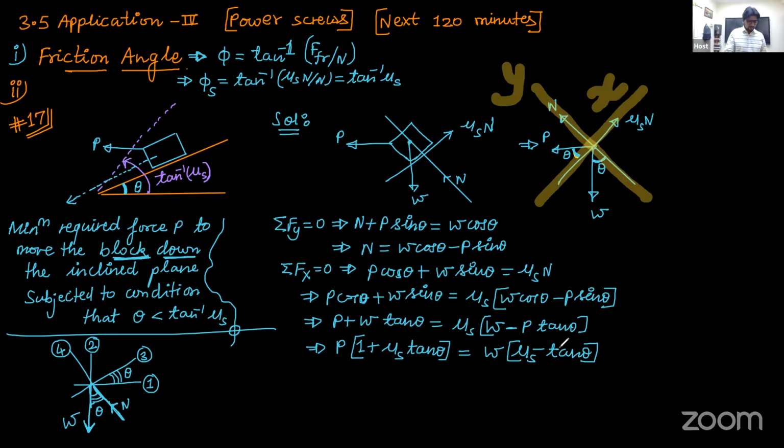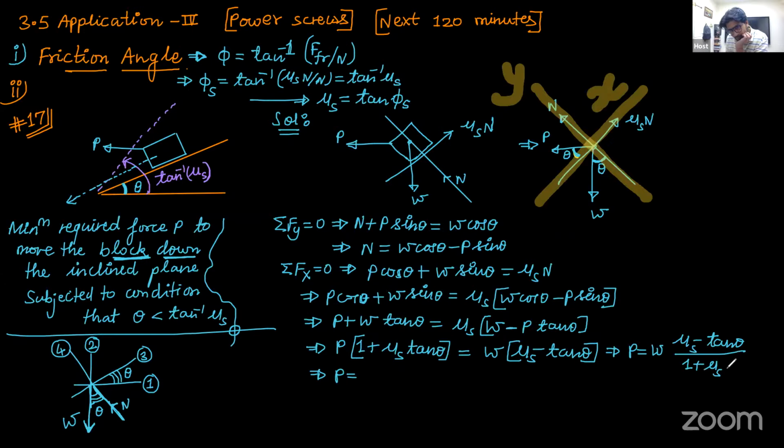Once again, let us use the concept of friction angle, that mu s can be replaced by tan phi s. Angle of repose: today only, in this session only, we studied angle of repose. So I'm going to get P is equal to W outside, and mu s minus tan theta upon 1 plus mu s tan theta. Now, mu s can be replaced by tan phi s. So let us replace mu s by tan phi s, and then tan phi s minus tan theta upon 1 plus tan phi s multiplied by tan theta.